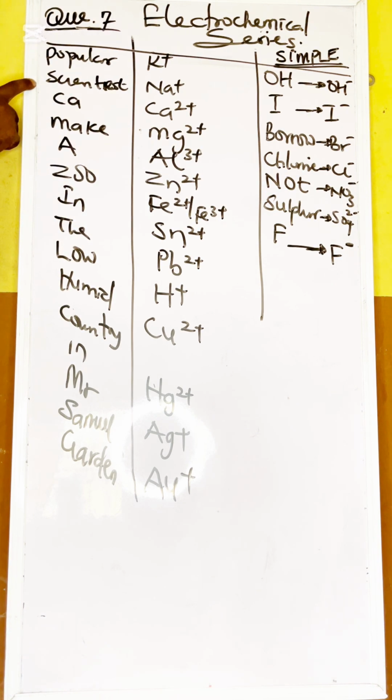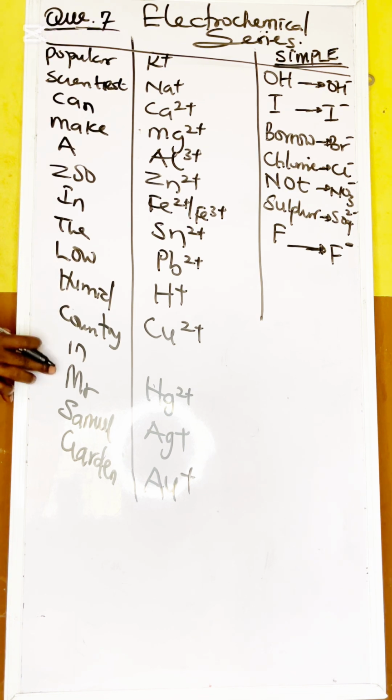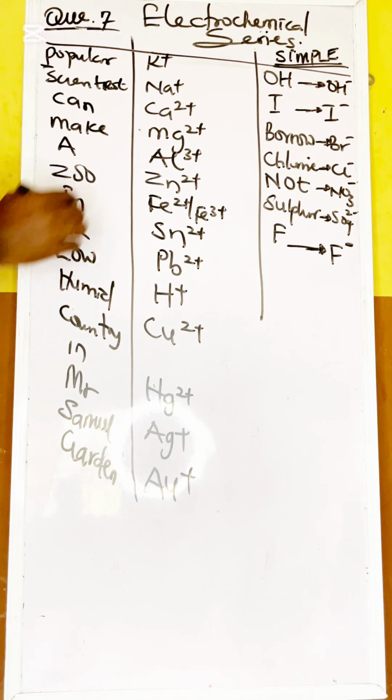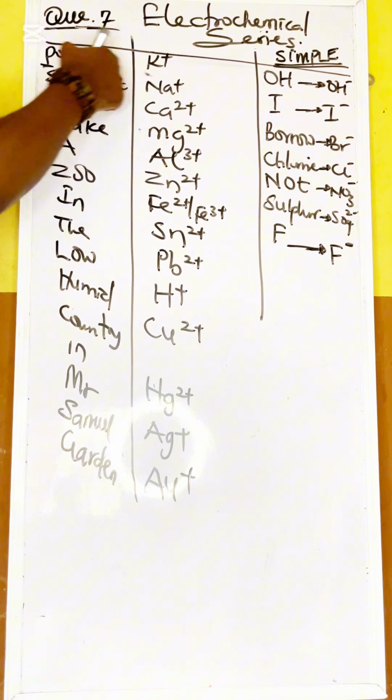This is what I've been using over the years, and it is very easy. Popular scientists can make a zoo in the low humid country. Like a popular scientist can make a zoo in the low humid country in Mr. Samuel's garden. Very easy. Popular here means what? Potassium. That's why this is K for potassium.